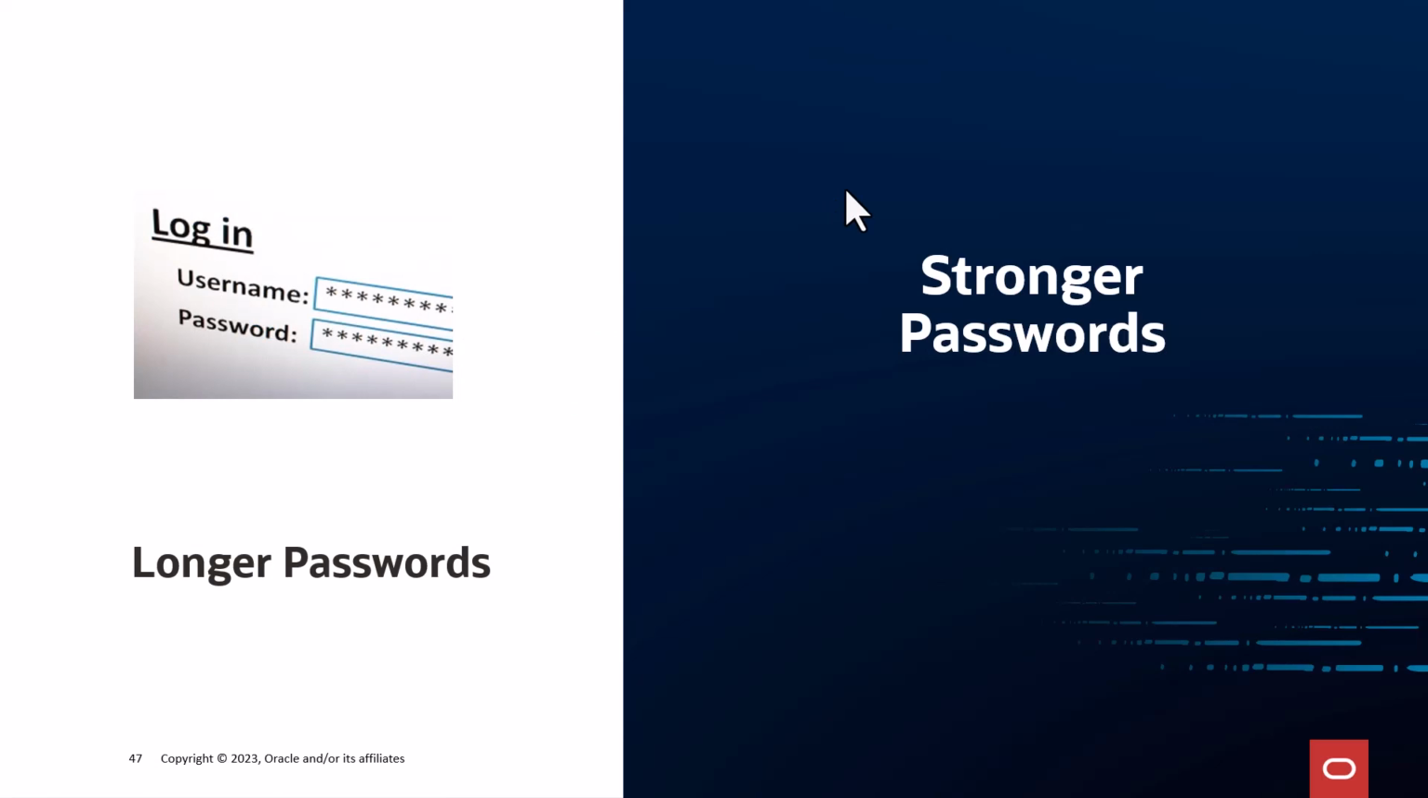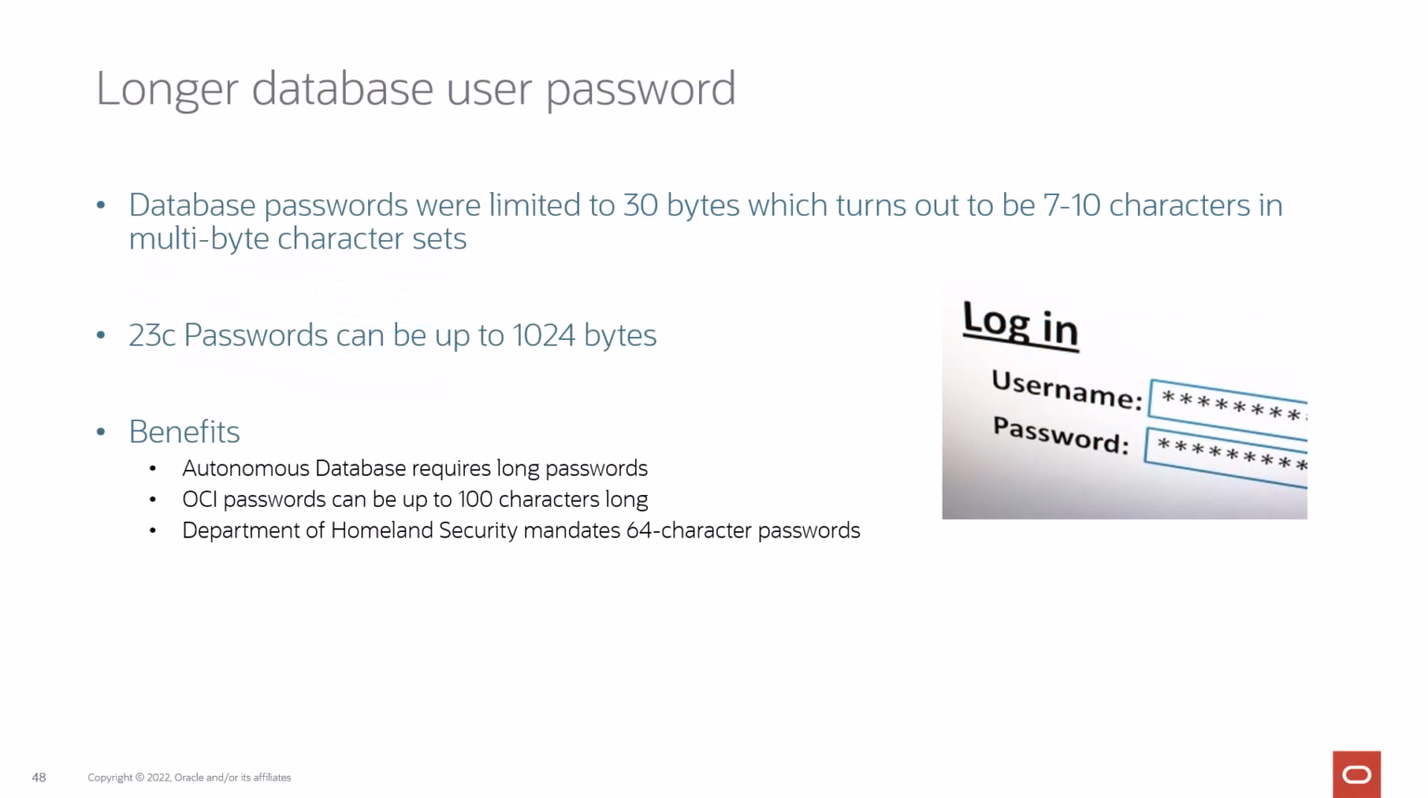Another good security feature of 23C is stronger passwords, because they can now be longer. Prior to 23C, we were limiting the length of any passwords to 30 bytes, which is good enough on single byte character sets, but for a database using a multi-byte character set, it could be, in terms of characters, much smaller, like limiting your passwords to 6 or 7 characters.